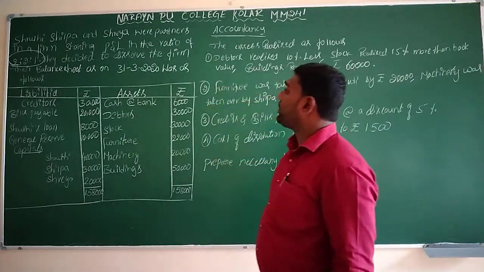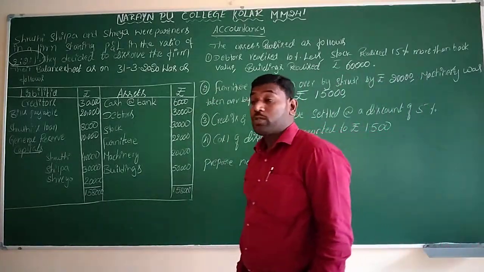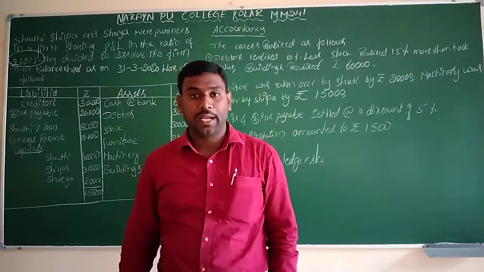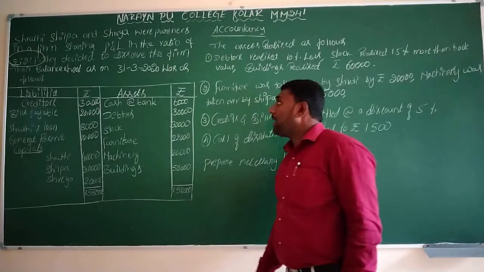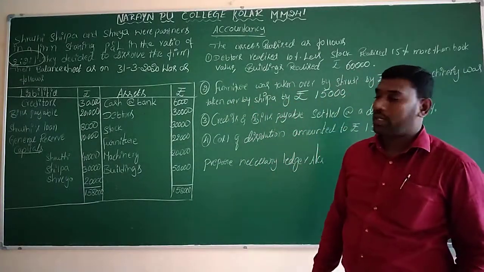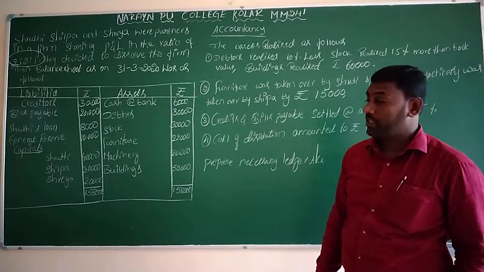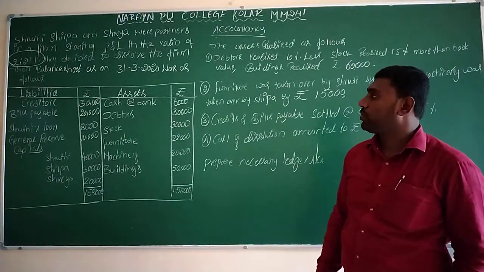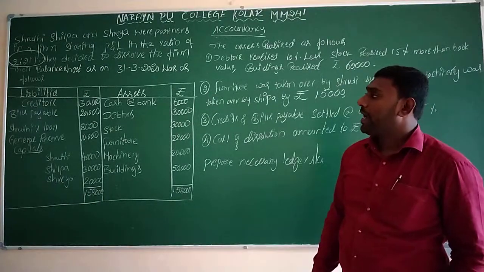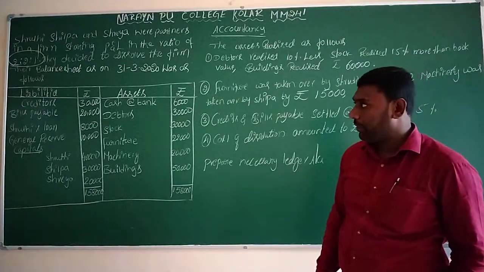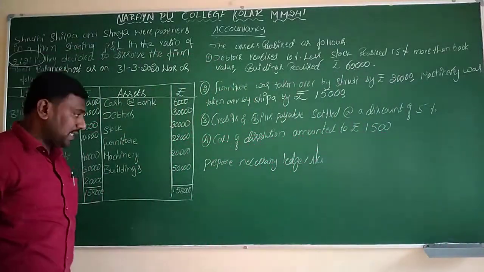They decided to dissolve the firm. So in the beginning itself it is expressed that these 3 partners decided to close the firm. Their balance sheet as of 31st March 2020 was as follows. So here the information is given. Their balance sheet is given, with liabilities and assets.